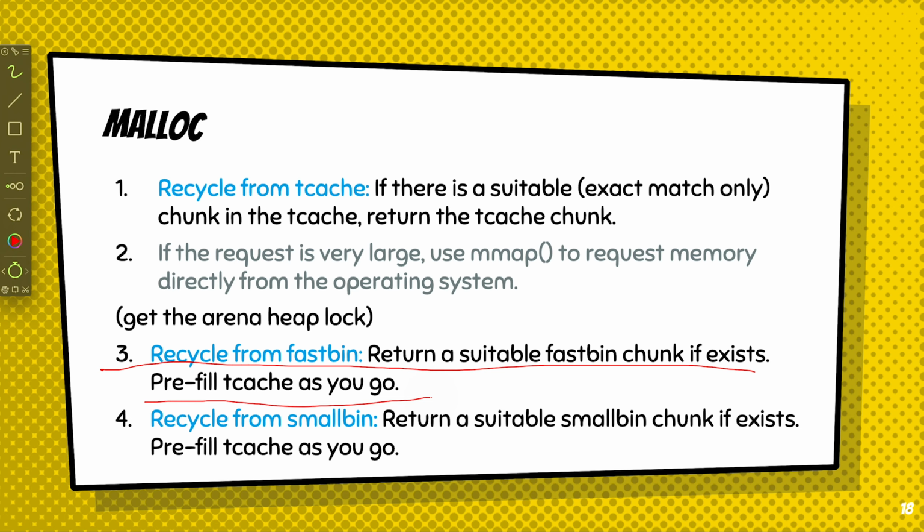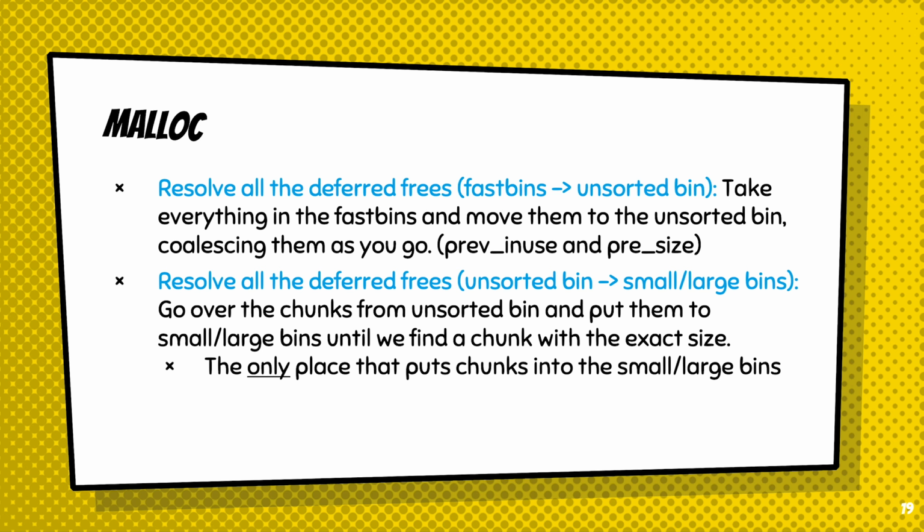Okay, and then if fastbin doesn't work, then we need to find a suitable chunk from small bin. So now we're going to just look into the small bin and see if there is any chunk available. And again, remember that small bin contains each bin with the exact same chunk size. So it's going to be very easy. You're going to just look into the small bins, go to that specific bin, and then check if there is any chunk available.